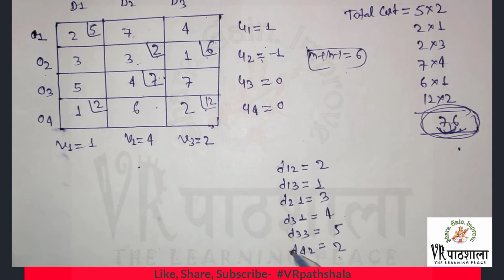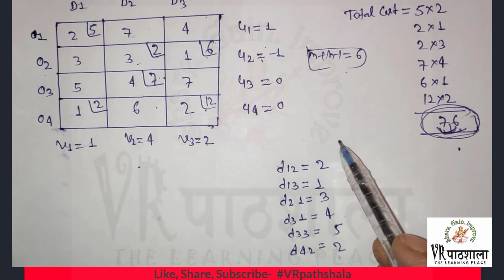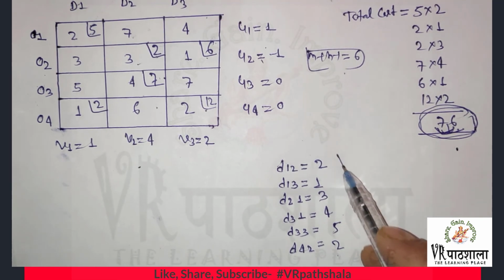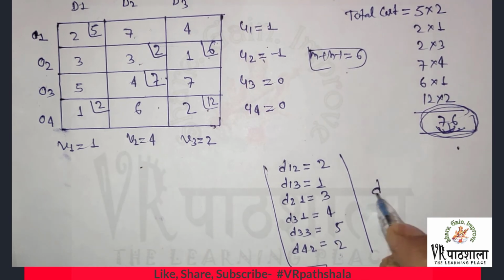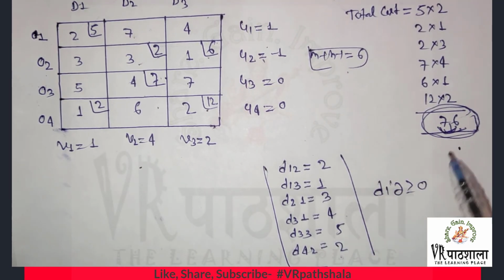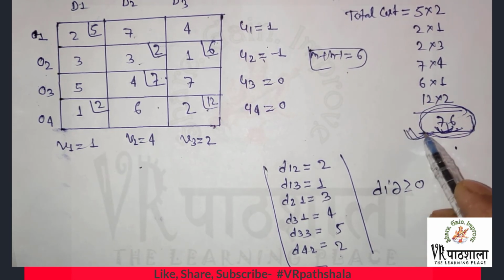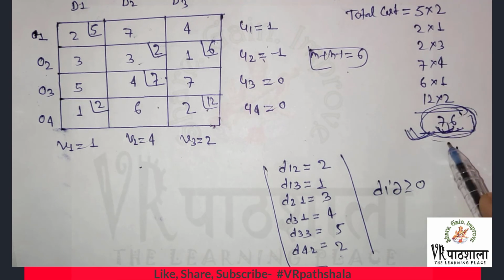You calculate all Dij for unoccupied cells. So here all Dij are positive, all Dij are greater than or equal to 0. So the optimum cost 76 is minimum. That is, the total transportation cost is 76.